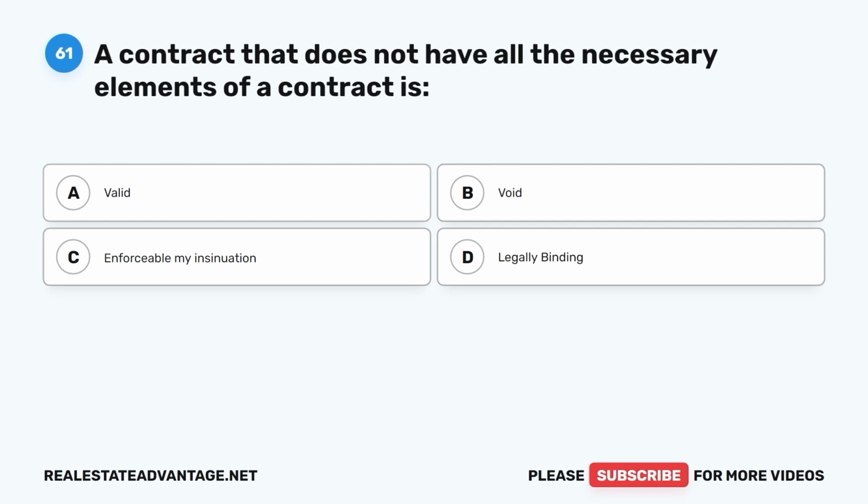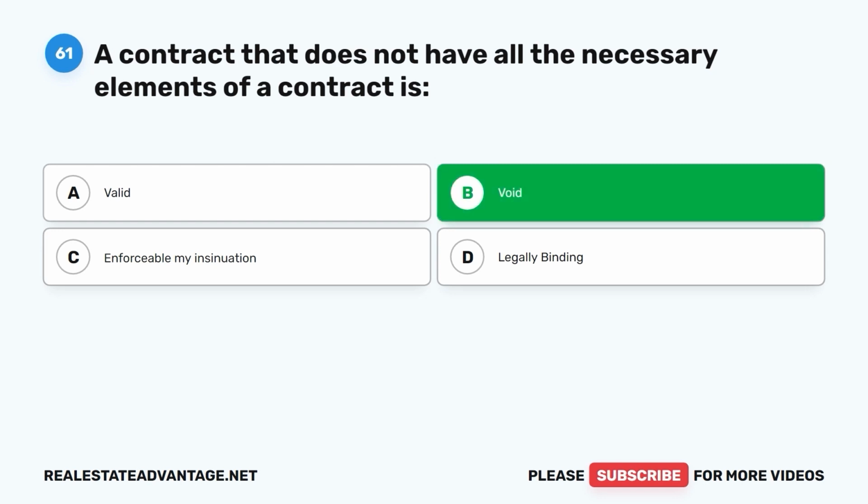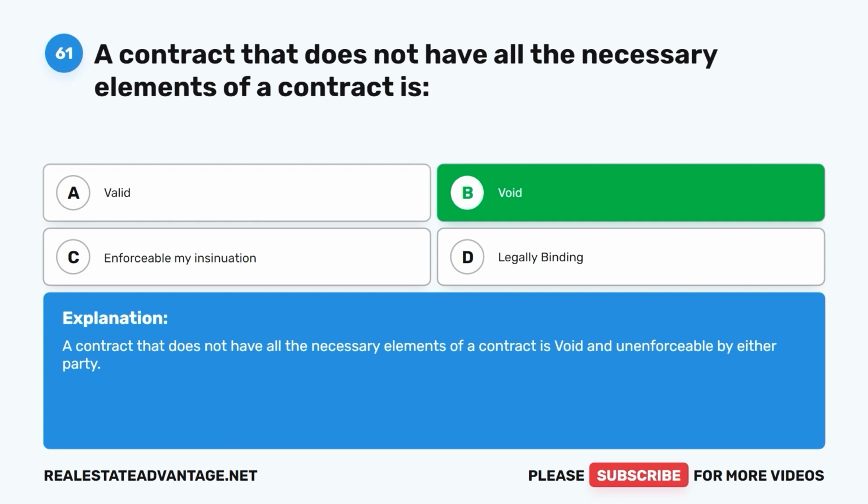Question 61. A contract that does not have all the necessary elements of a contract is A. Valid. B. Void. C. Enforceable by insinuation. D. Legally binding. The correct answer is B. Void. A contract that does not have all the necessary elements of a contract is void and unenforceable by either party.